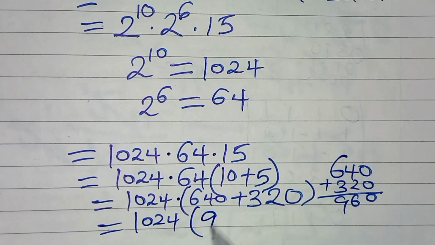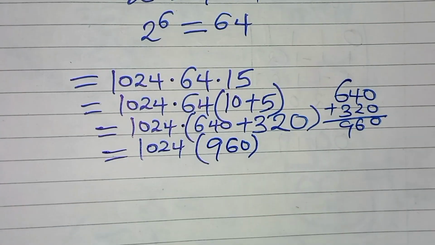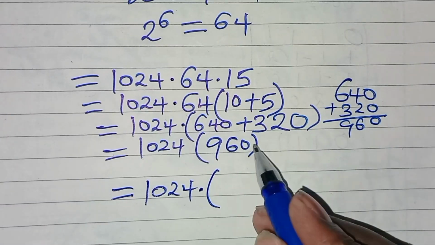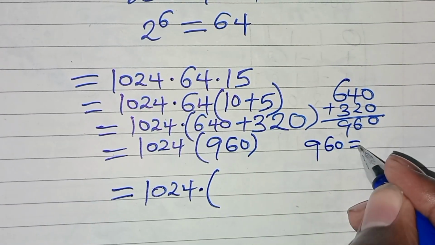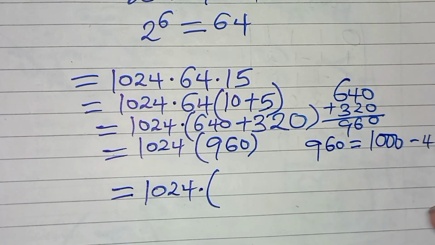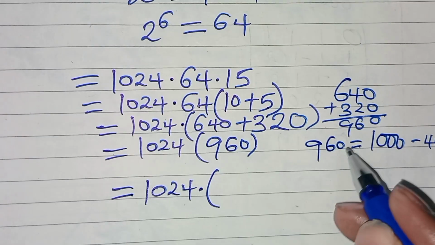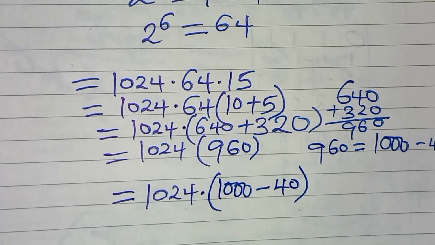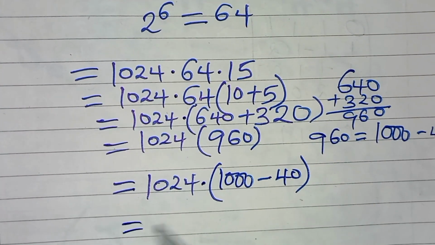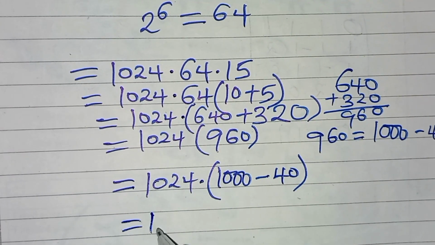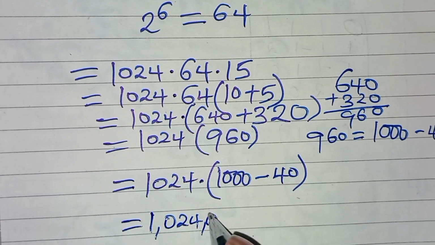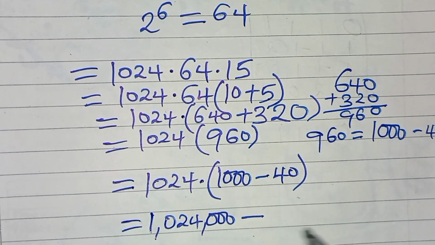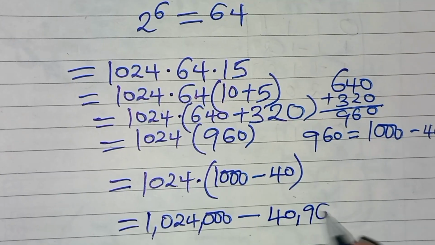So it's 1024 times 960. The next step here, we'll have 1024 multiplied by 960. We can express 960 basically as 1000 subtract 40. So we'll have 1000 subtract 40. The next step, we'll have 1024 times 1000, which is actually 1,024,000, subtract 1024 times 40. And this is actually equal to 40,960.